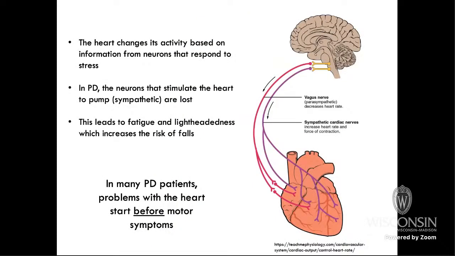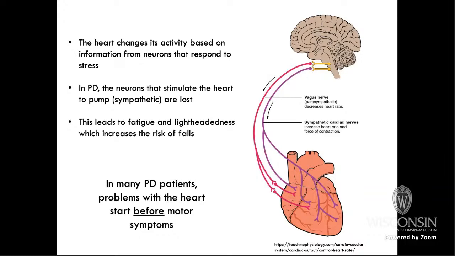So the heart changes its activity based on information from neurons that respond to any sort of stress. This stress can be something like someone coming up behind you and dropping something really loudly and scaring you, or it can be stress that comes in the form of exercise or standing up quickly. Any of that is communicated to the heart through the sympathetic nervous system.